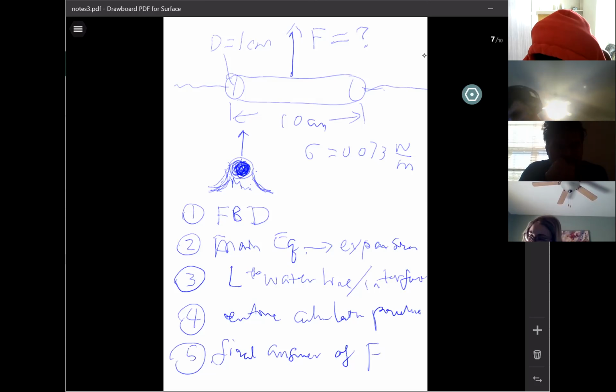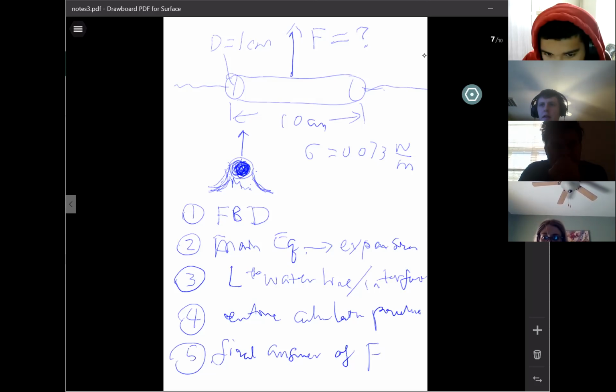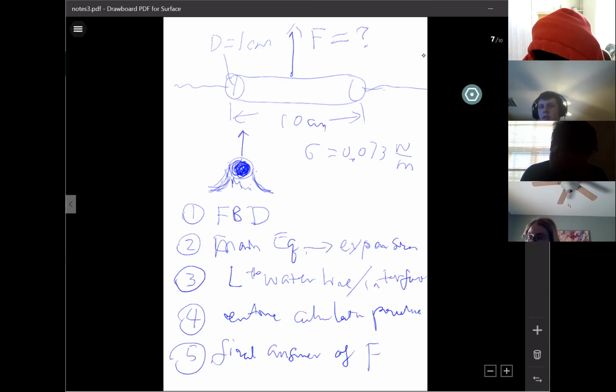Yeah, what's your question? Is that 0.073 or 0.00? 0.073. That's water. You can remember it also. Memorize it. It's water surface tension. You probably need to. 0.073 Newton per meter.